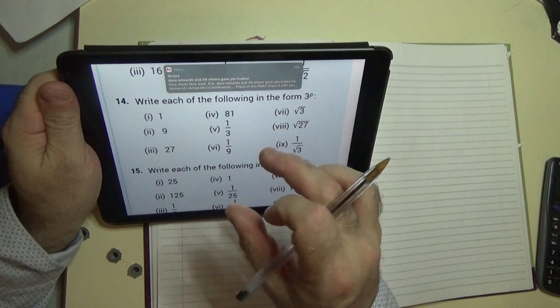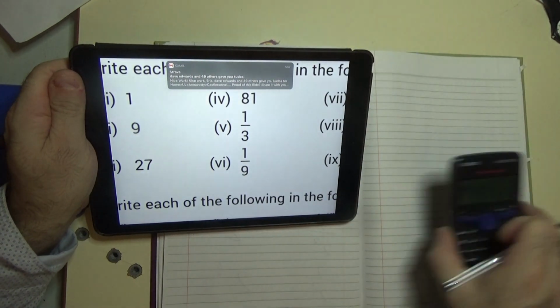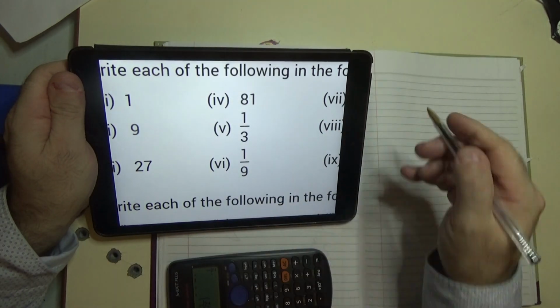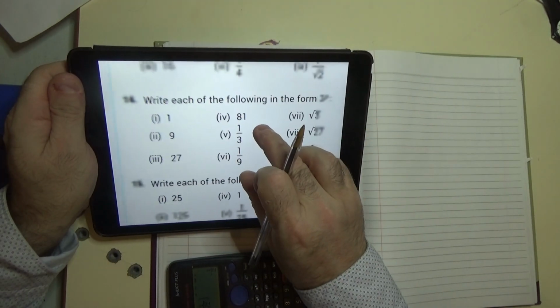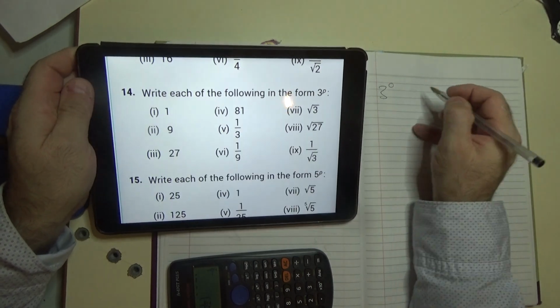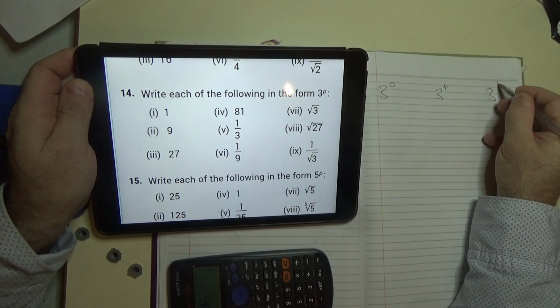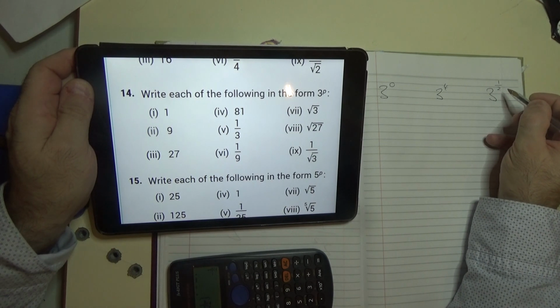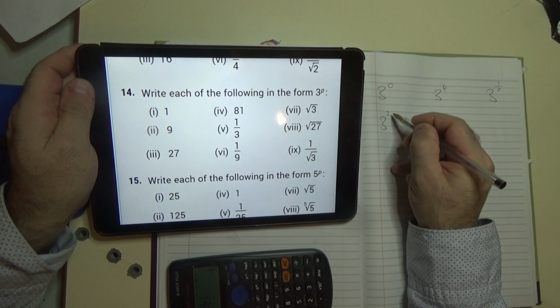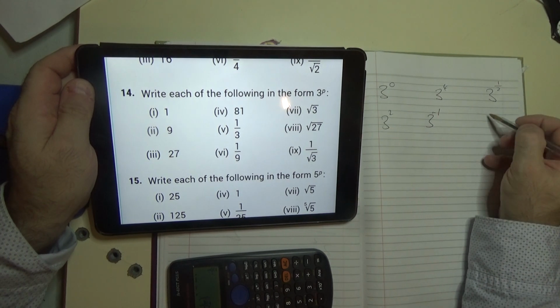Write each of the following. So here we are, the same old thing here. I'm going to write out the answers quickly, and then we're going to produce them on the calculator as well. So 3 to the power of something gives 1. Well, anything to the 0 gives 1. 3 to the 4 gives 81. 3 to the half gives root 3. 3 squared gives 9. 3 to the -1 gives a third.